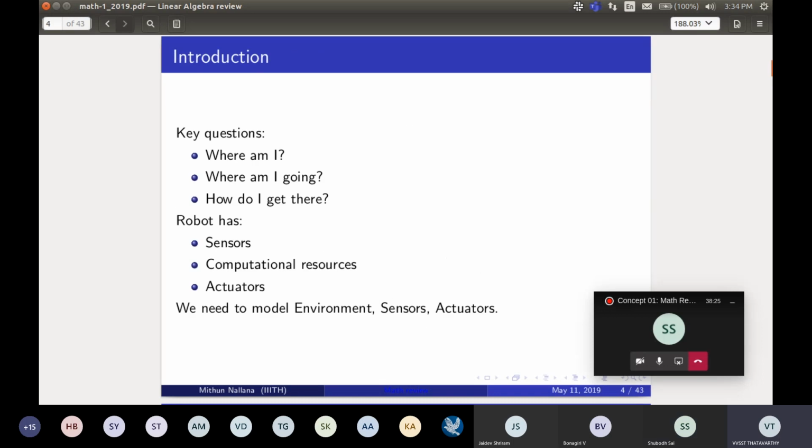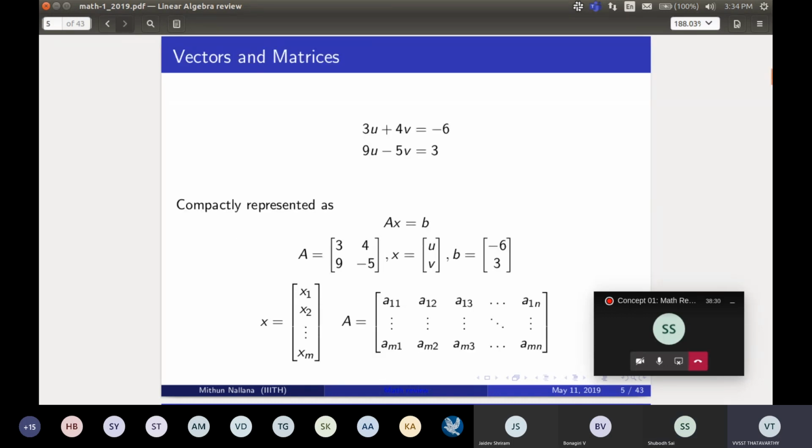All right. So let's jump into the basics of linear algebra and why it's so important for us. We have two equations here: 3u plus 4v equals minus 6 and so on. You can see that there are two variables, u and v, that solve these equations.